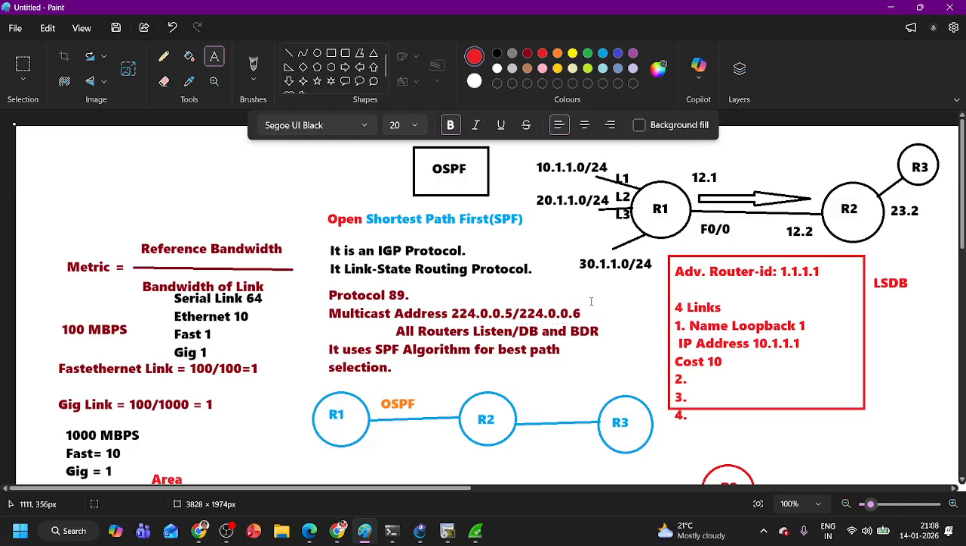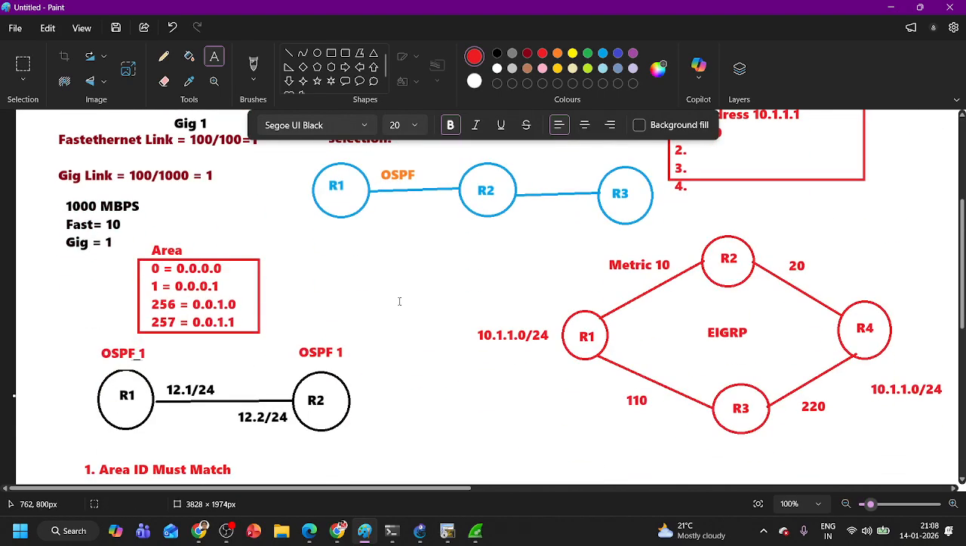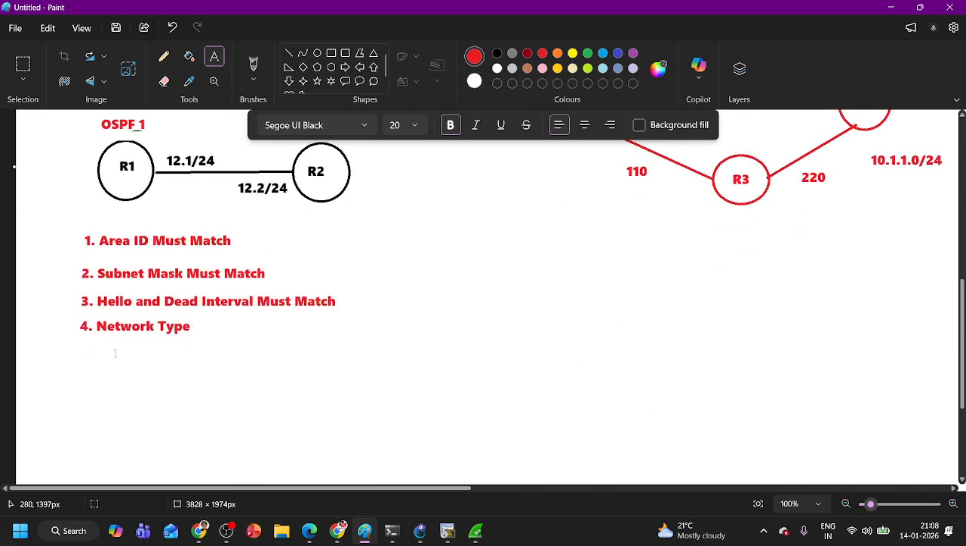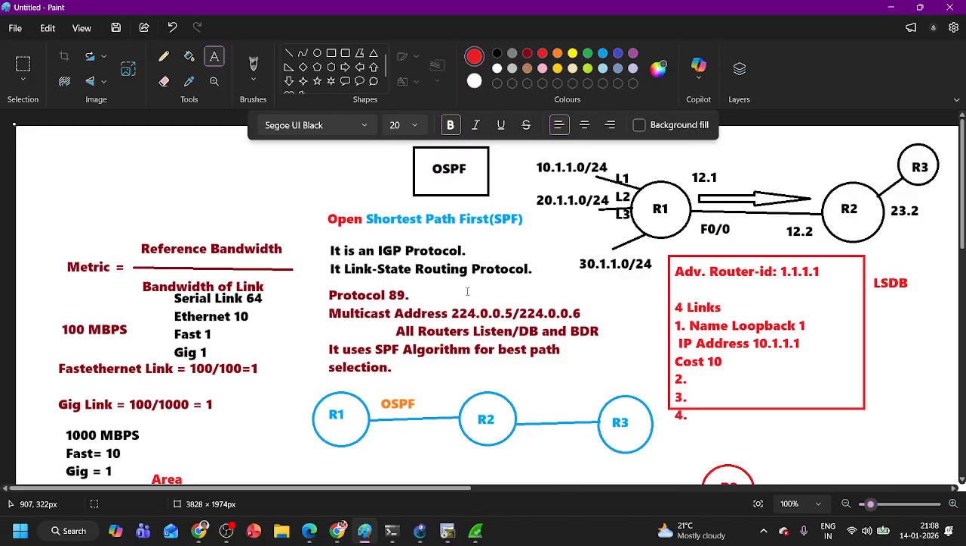If there is a DR router and BDR router in your network, then those routers will be listening on 224.0.0.6. Whether DR and BDR election will happen or not, required or not required, depends on network type. In that case, when we do point to point, we don't do DR/BDR. So what is the multicast IP he's going to use? 224.0.0.5.